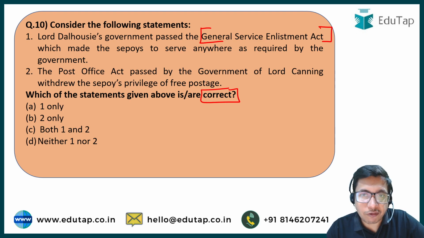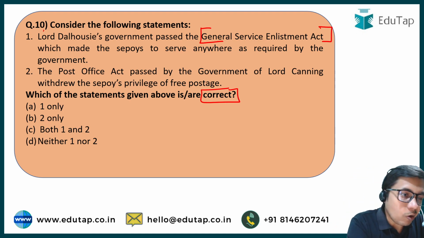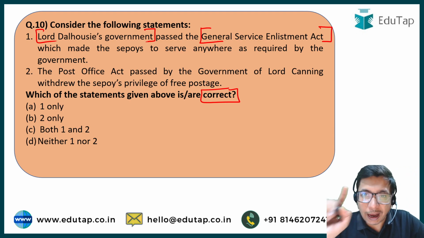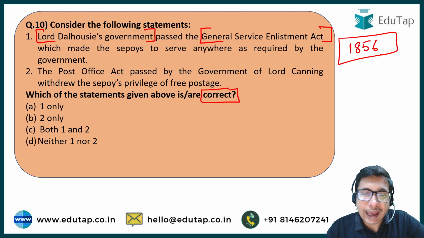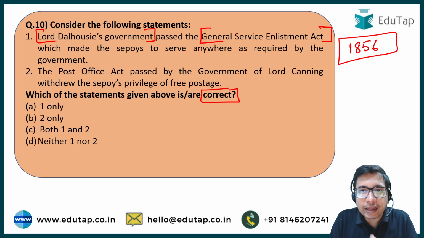So Lord Dalhousie's government, be very careful, I have already told you that Lord Dalhousie was in power till 1856. His government passed this act named the General Service Enlistment Act, and this act made it compulsory for all the Indian sepoys, all the Indian soldiers in the British Army, to serve anywhere as required by the government. I will give you some context for this statement also, because in those times it was really believed that upper caste Hindus should not be crossing the seas, should not be leaving the motherland, that is India, the subcontinent.